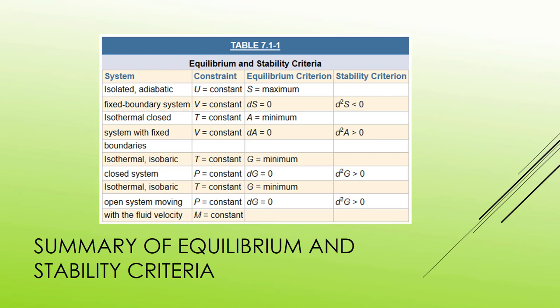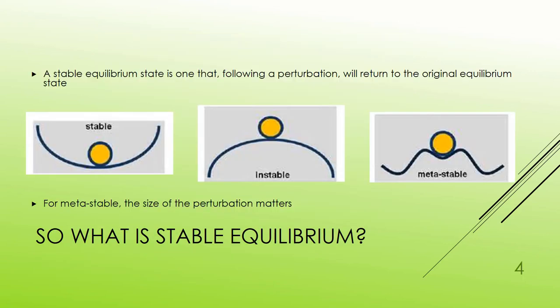Today we want to look at stability. So if we have a maximum and dS is 0, how can we differentiate that from being a maximum or a minimum? And this is going to be our stability. So let's go first to some little diagrams to get at the concept of stable equilibrium.